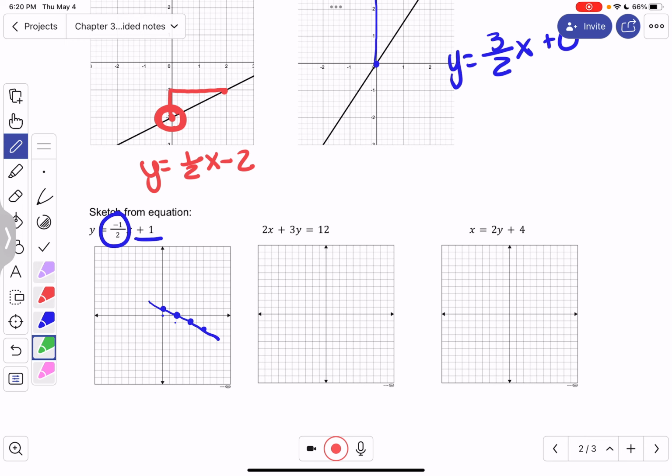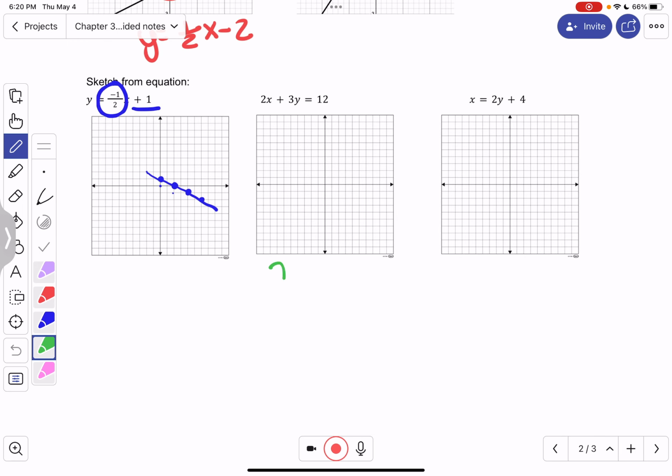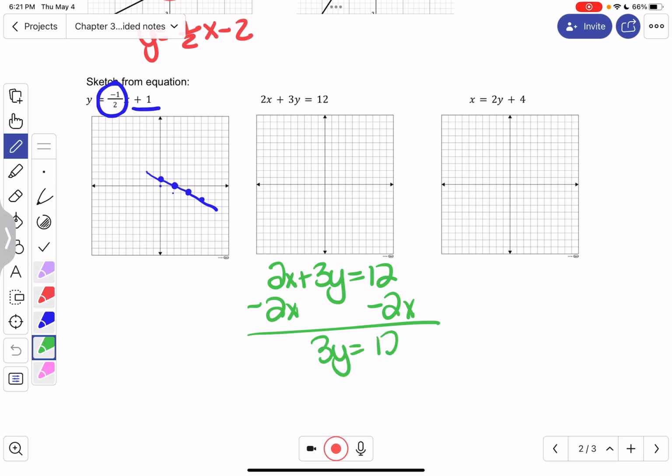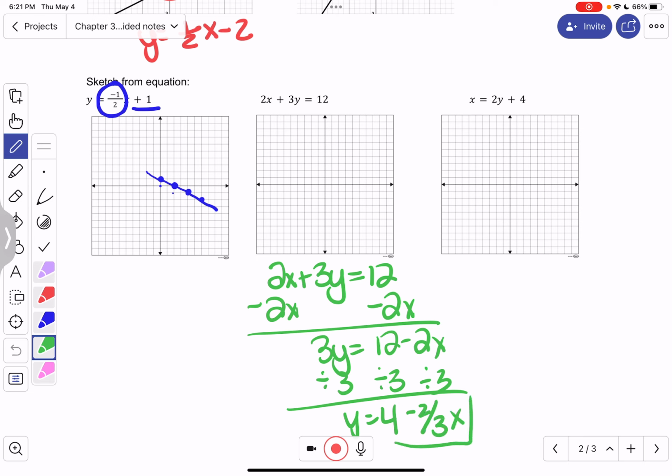For the next one, we need to rearrange things so that it says y equals. So if we have 2x plus 3y equals 12, we bring the 2x over. 3y equals 12 minus 2x. Divide everything by 3. And we get y equals 12 divided by 3 is 4, and negative 2 divided by 3 is negative 2/3 x. Fractions are easier with this. So 4 is going to be our y-intercept. So we start at 4. And then negative 2/3 is our slope, because that's with the x. So I go down 2 over 3, down 2 over 3, and we have a line.